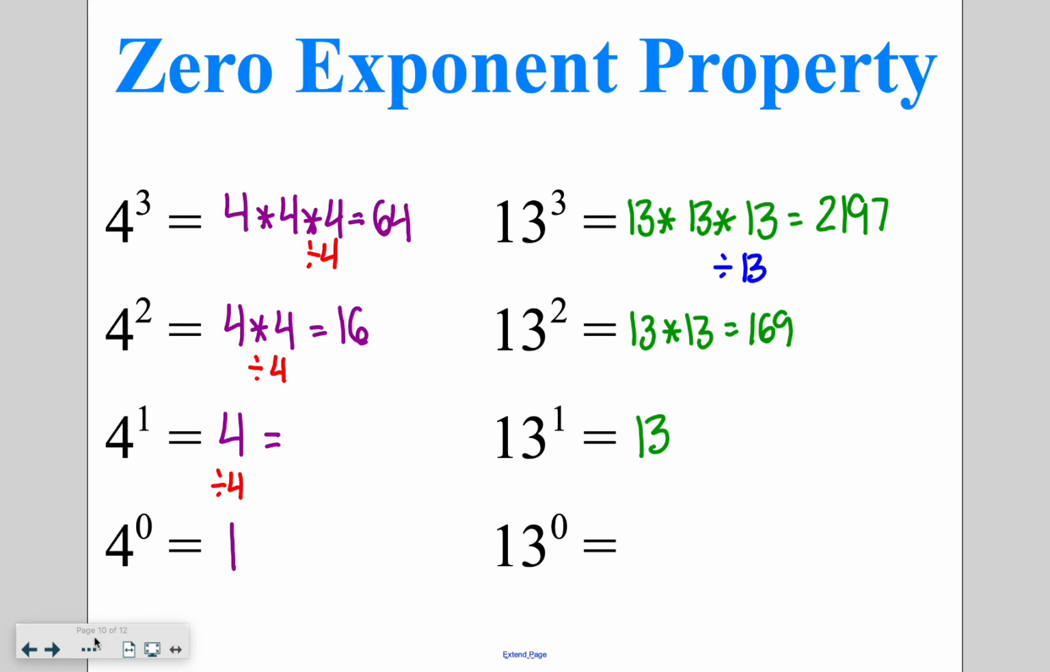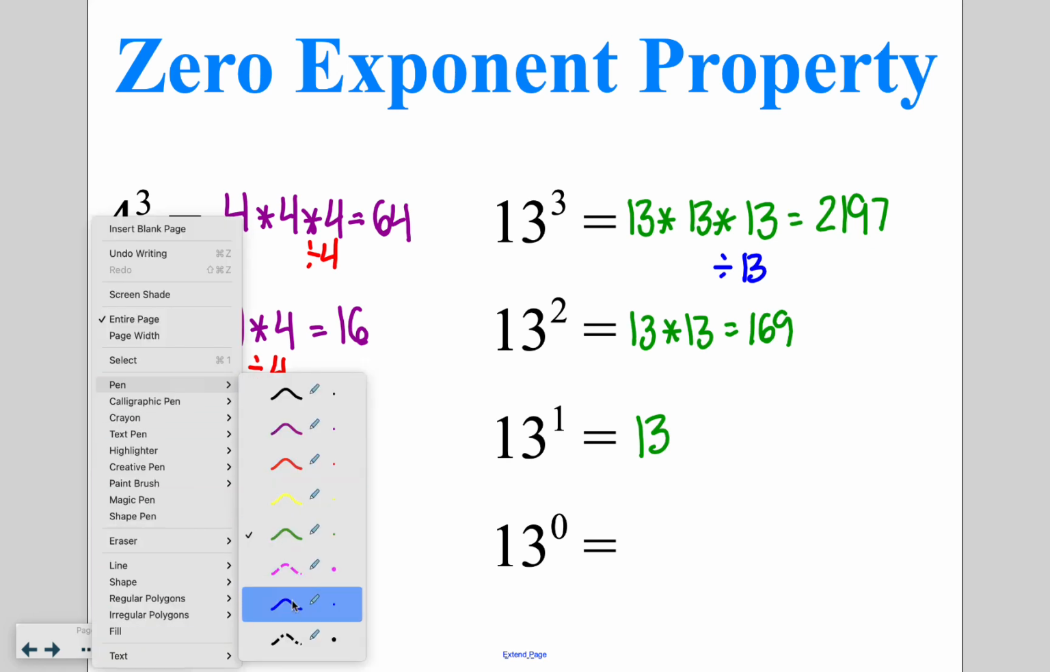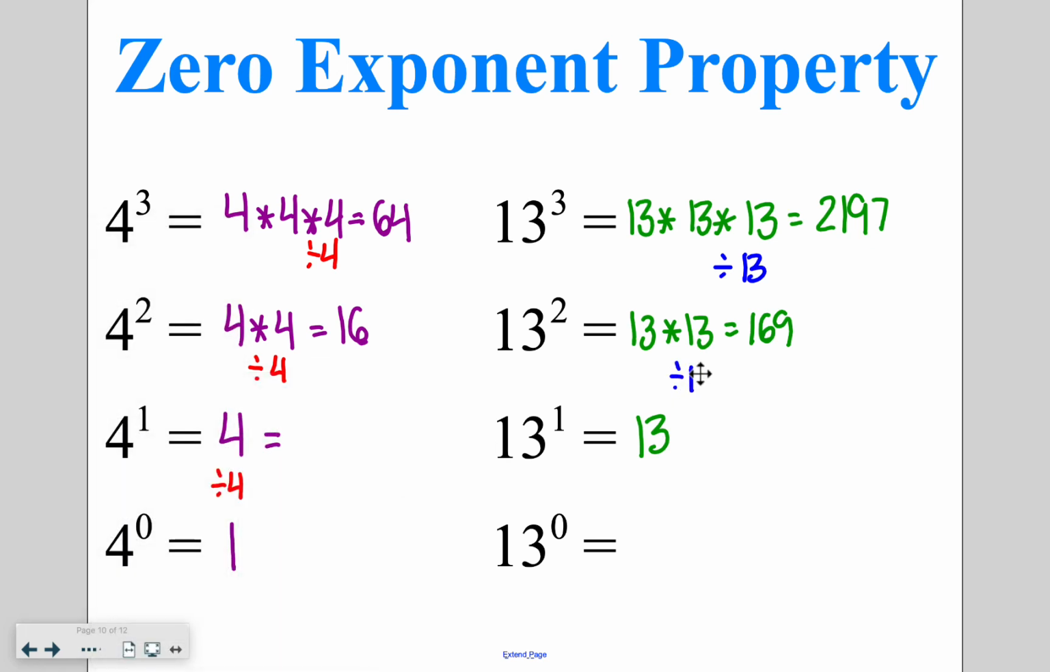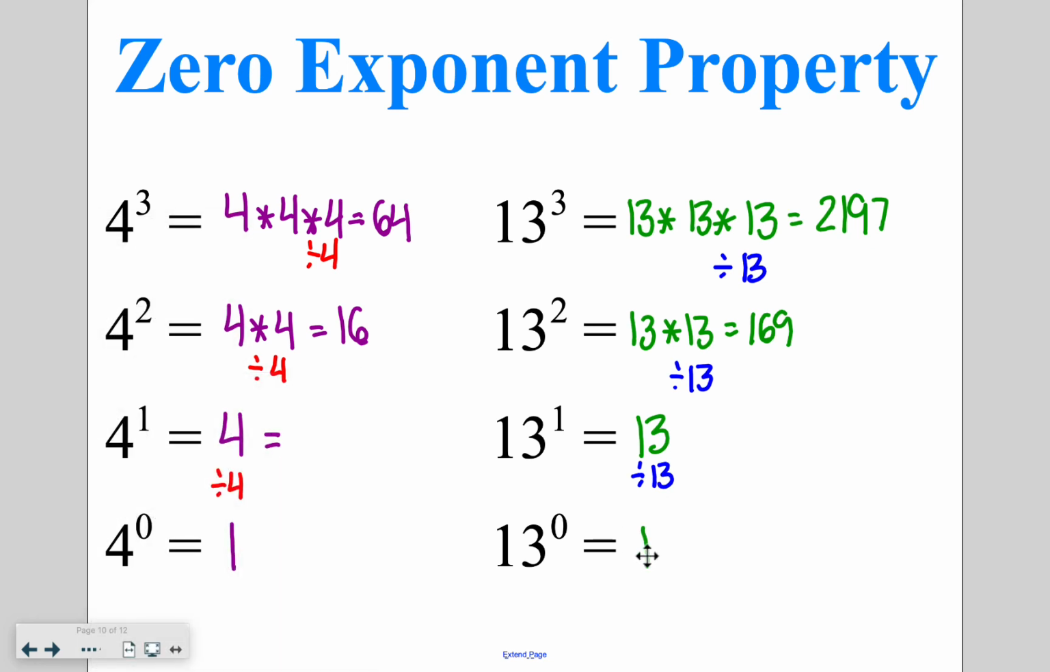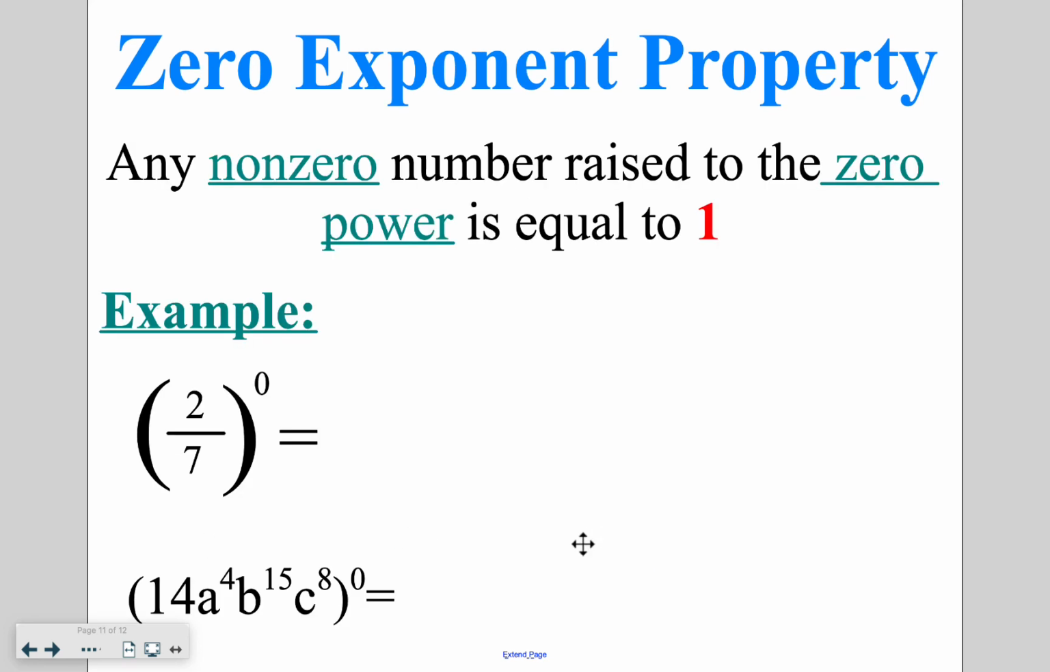How did I get rid of that multiplication? I did division by dividing by the base. So to get to 13 to the 0 power, we would follow our same pattern, dividing by 13, which is going to give you an answer of 1. So notice, anytime we have a non-zero base raised to a 0 power, the answer is always 1.